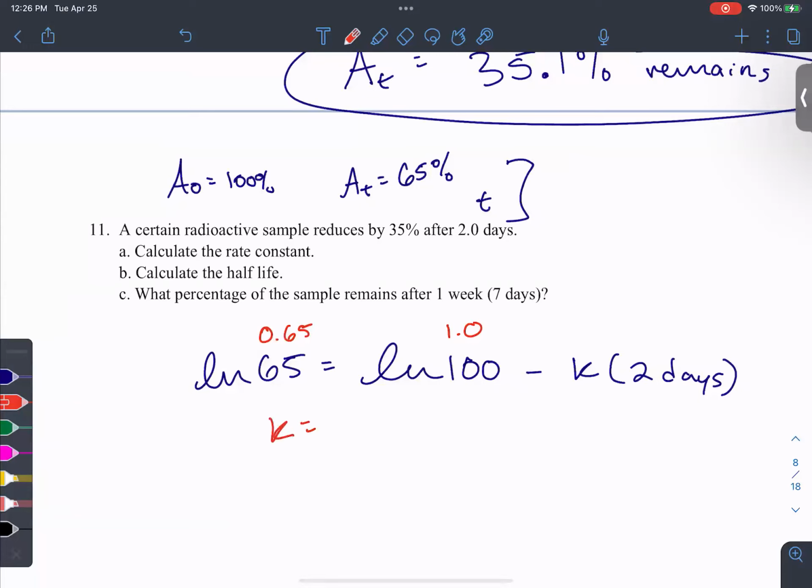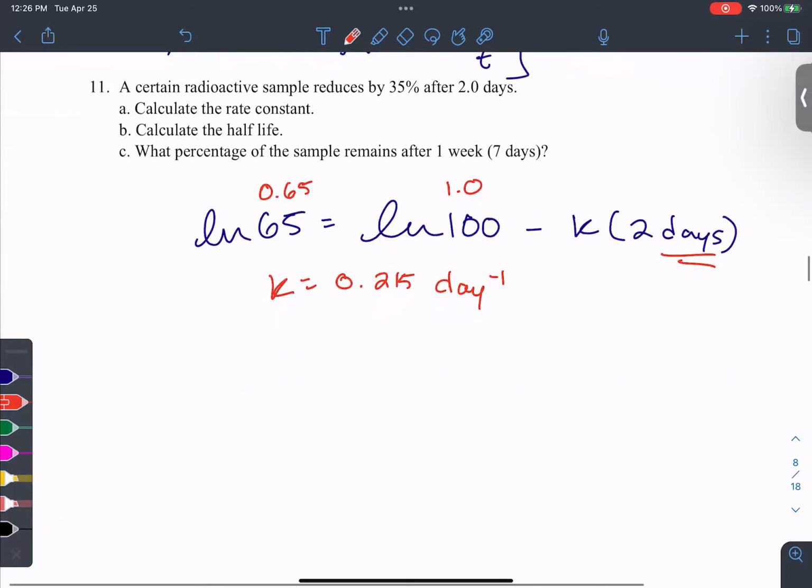You'll get the same answer. All right, and then we solve for K. K is equal to 0.215 days to the negative 1 because of the unit of time. Okay, so that's our rate constant. Let's just do part C, where we calculate the percent of sample remaining after 7 days, because we have K now, and we have a new time, where time is equal to 7 days. So we just have to use the integrated rate law again, but with this new time variable and the rate constant that we just calculated.